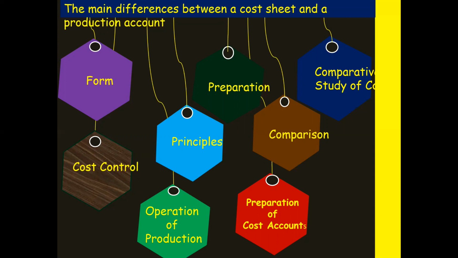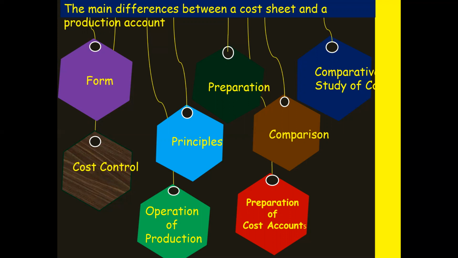Production account is based on double entry principles, whereas the cost sheet is just a memorandum statement and does not form part of the double entry system. Production account is based on actuals, whereas cost sheet is based on actual and estimates. Production account is prepared for each production department. Cost sheet is prepared for each job.